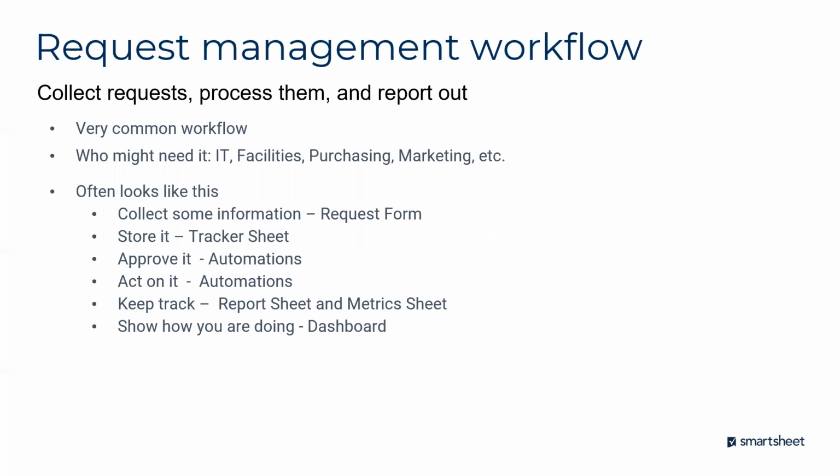And so when we do that in Smartsheet, the structure that we take that's very easy to do is, we start with a request form. So we can collect it through a form, and I'm going to show you that. We store it in a sheet that we call a tracker sheet. And then we build some automations on that sheet so that we can do things like approvals and take action on it. And then we want to keep track, and we'll do that through a report sheet and a metric sheet that are linked. And then to wind it all together, put a bow on it, we will create a dashboard that gives us a holistic view, a portal into what's going on.